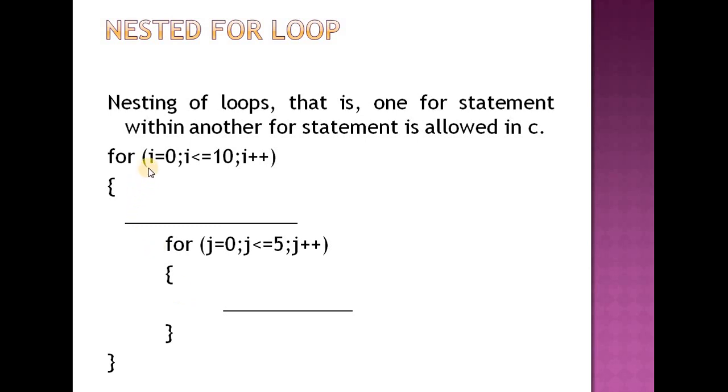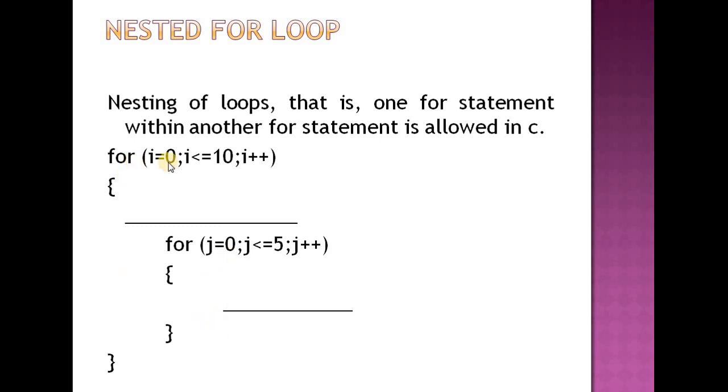Okay, remember that the loop control variable for the outer loop is different, and the loop control variable for the inner loop is different. In the nested for loop, execution starts from the outer for loop and the control passes to the inner for loop. So first this loop will get executed and then this loop will get executed. The inner for loop continues execution till the condition of the inner for loop evaluates to true.